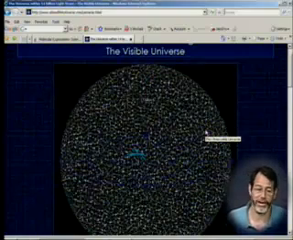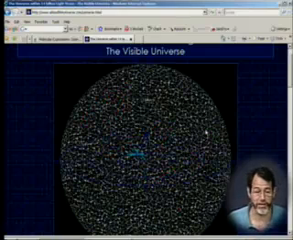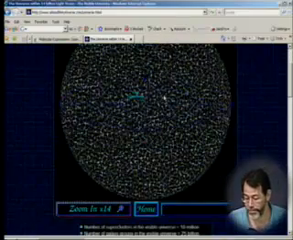Yes, it's spotty. Yes, it has filaments. But this is all fuzzed out, a big fuzzball in one sense. And that is our universe.